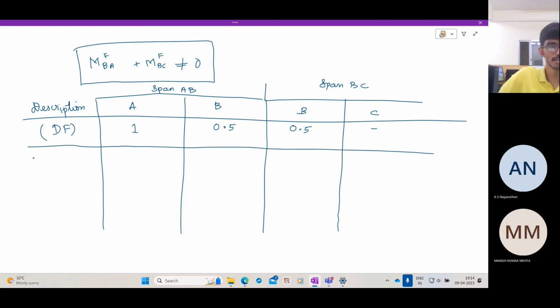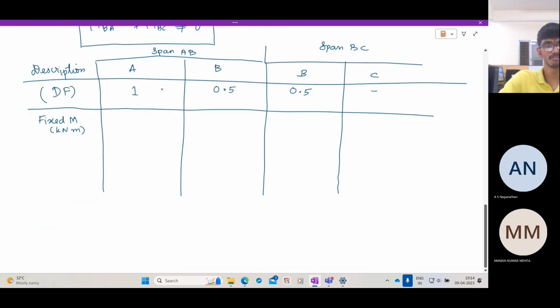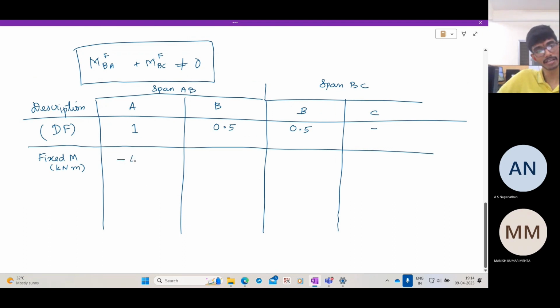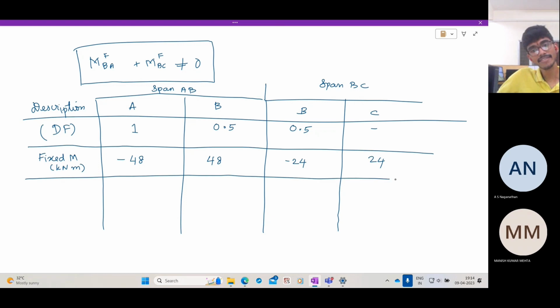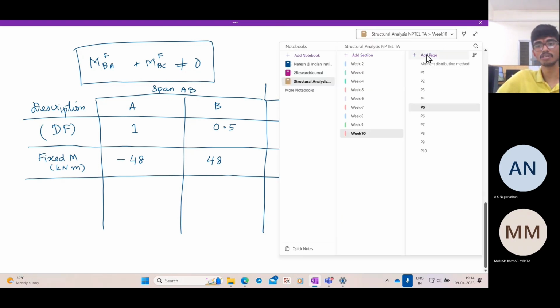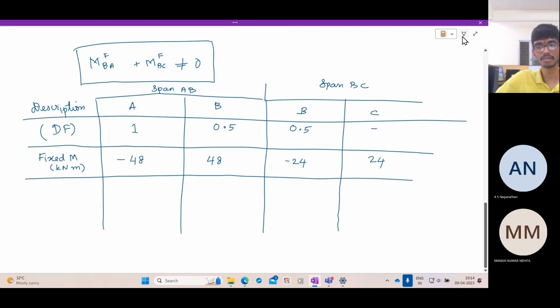Now, what is the next thing that we need to look at? It's the fixed end moment. We saw that MABF is minus 48. Here you have minus 48 kilonewton meter, here you have plus 48, here you have minus 24, here you have 24. This is based on the assumption that all the joints are frozen, restrained from rotating freely. But this system of moments is not in equilibrium. So here you have an unbalanced moment of 24 kilonewton meter.